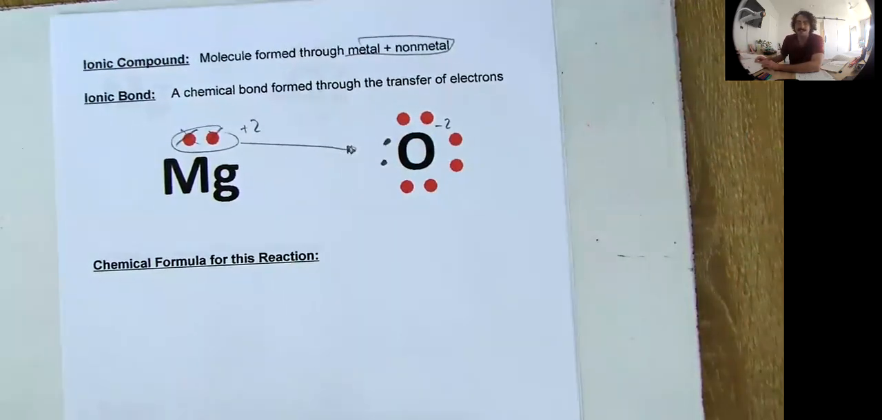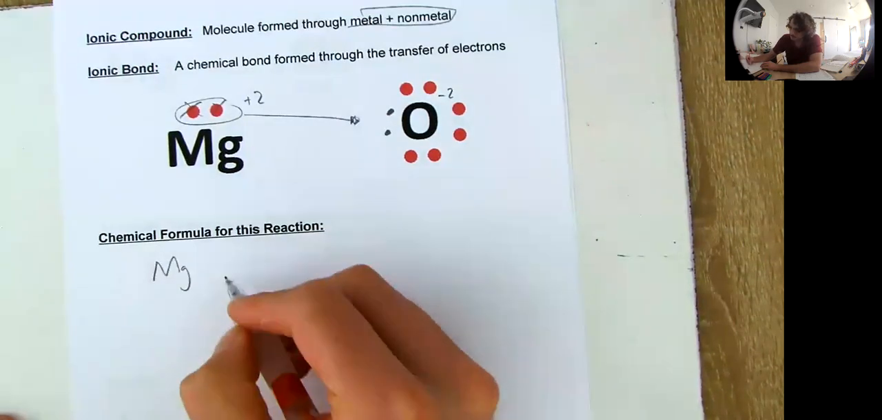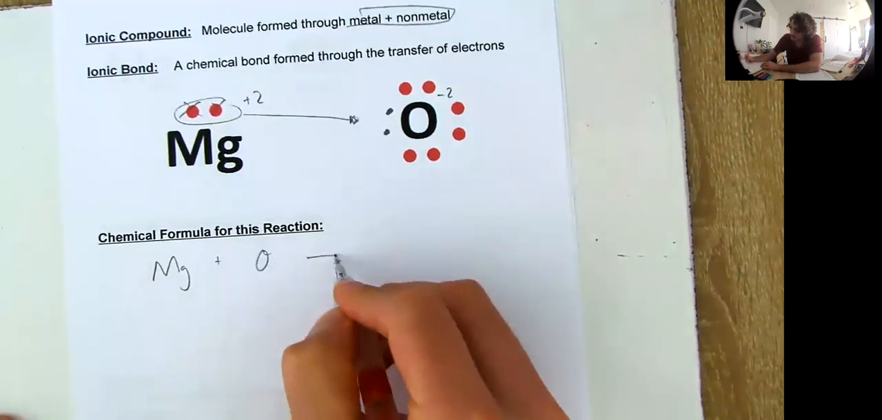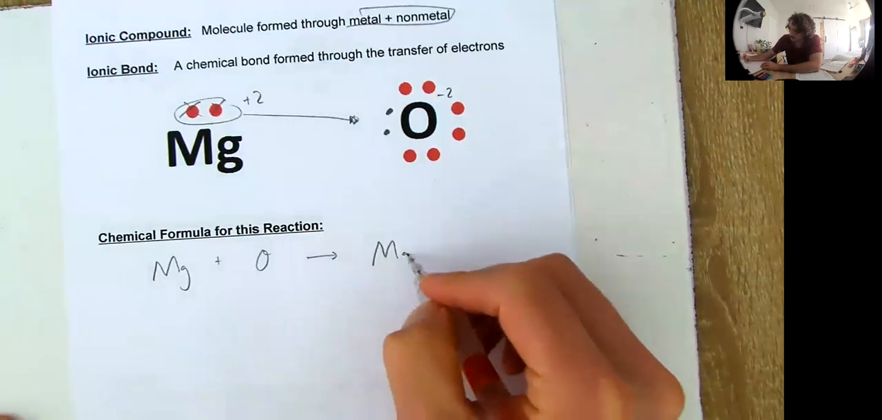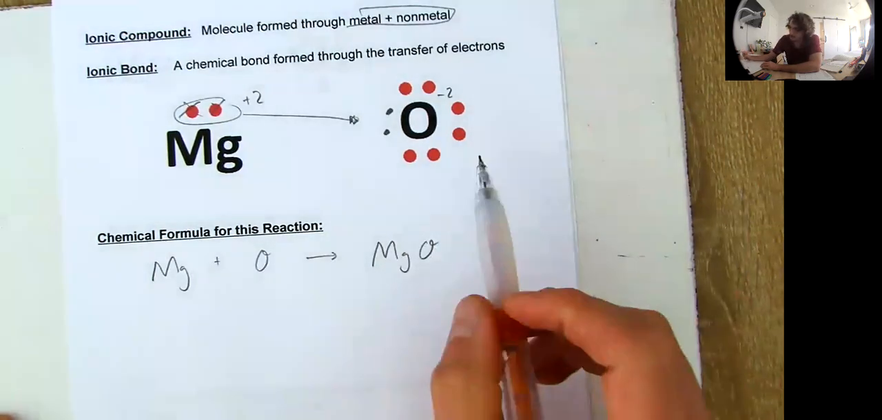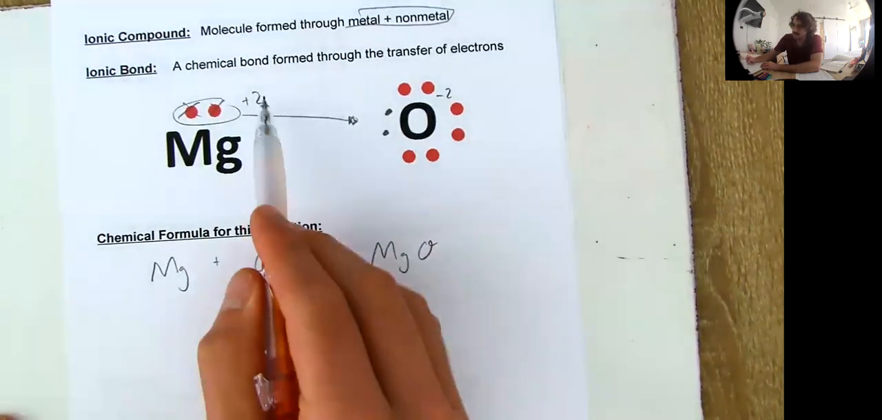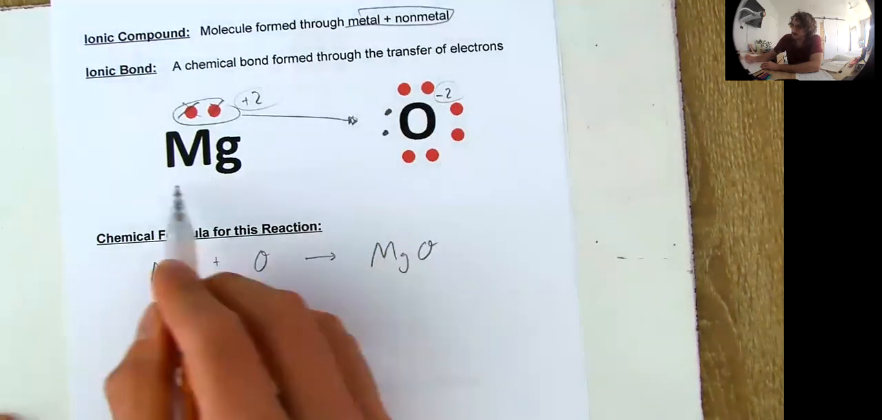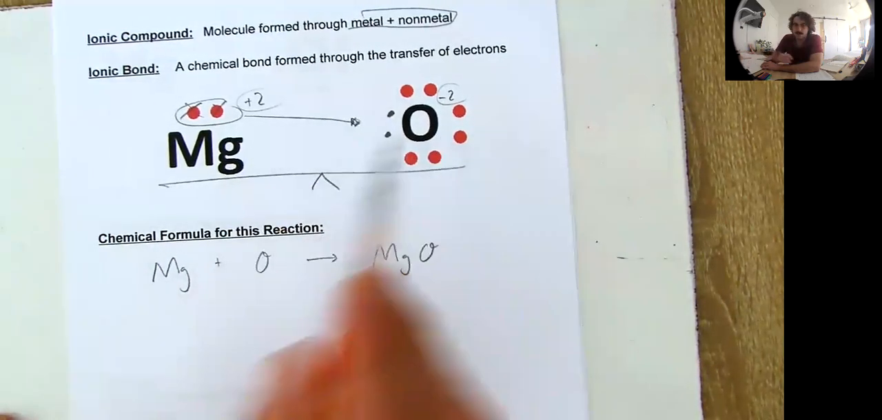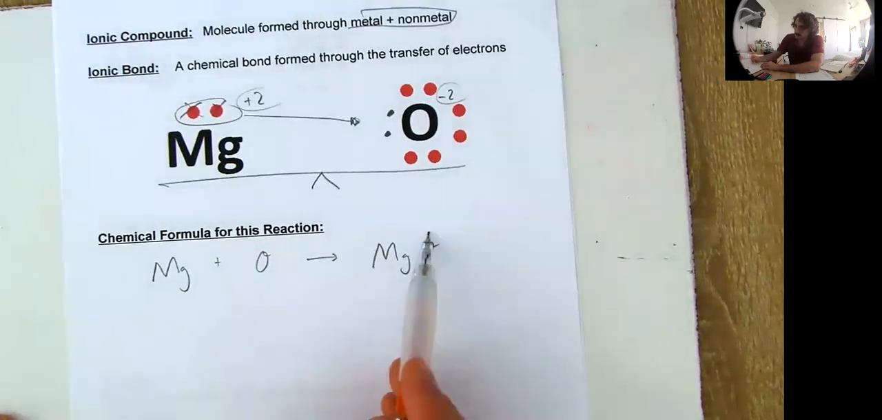So how do we write it in a chemical formula? Well, it looks like this. Magnesium plus oxygen produces, this is called magnesium oxide, okay? And you only need one magnesium and one oxide to balance out the charges. See, the charges are balanced with a positive two and a negative two. The charges are balanced. Okay, and is the chemical reaction balanced?